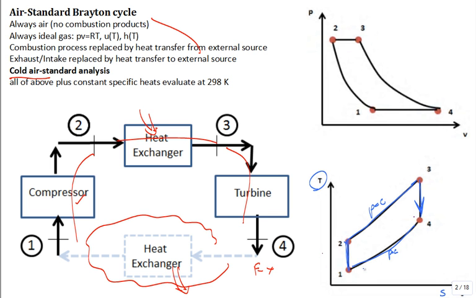What does it look like on a PV, pressure volume diagram? Well, you have a very steep curve. That's S equal to a constant, isentropic compression. Then you have constant pressure heat addition to 3. And then you have isentropic, S equal to a constant, expansion in the turbine back to 4. And then 4 to 1, what do you have? Constant pressure heat rejection in that heat exchanger. All good?